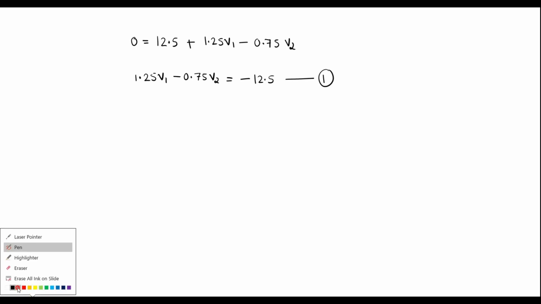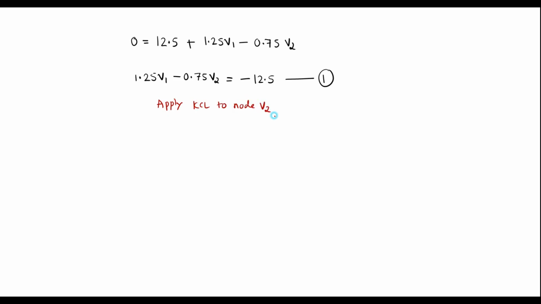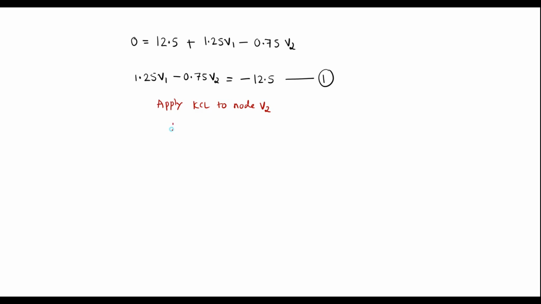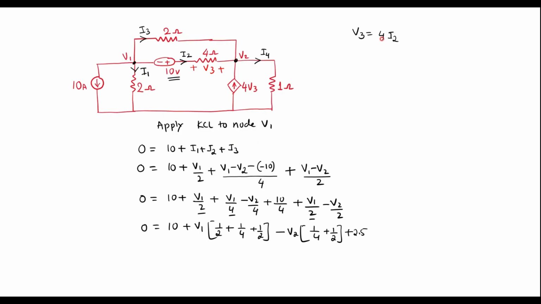Now similarly we have to apply Kirchhoff's current law to node V2. So here at this node, current I3 is incoming, I2 is incoming, 4 V3 is incoming and I4 is leaving. So I can write I2 plus I3 plus 4 V3 is equal to I4, that is, incoming is equal to outgoing. Or I can write I2 plus I3 plus 4, and already V3 is equal to 4 I2.